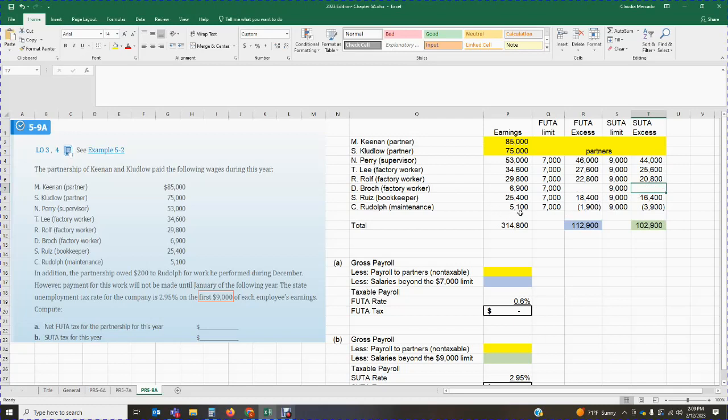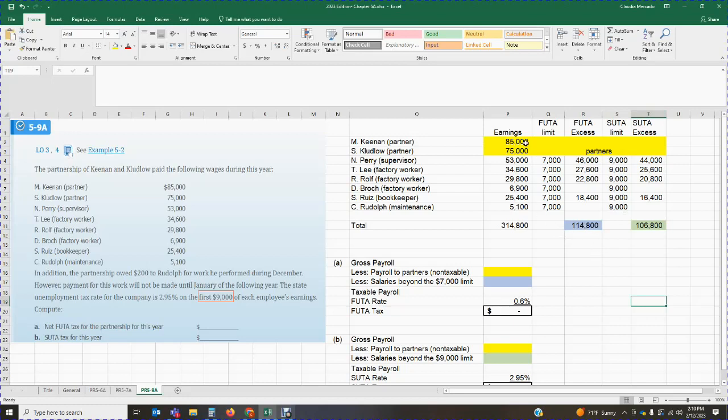For Rudolph, the same thing. Rudolph only earned $5,100. We pay taxes on 7, so I know that Rudolph does not have any excess because we haven't reached the cap yet. The same thing for SUTA. My SUTA limit is 9,000. Rudolph has only earned 5,100, so there is no excess for Brock or for Rudolph. Those two employees have not reached the FUTA limit or the SUTA limit established.